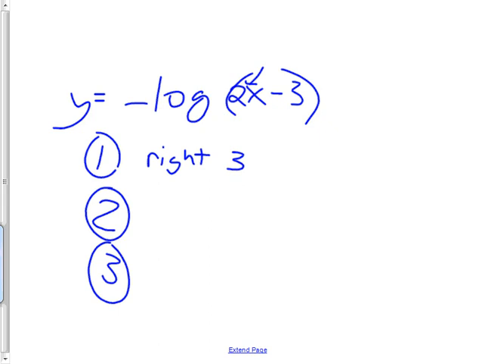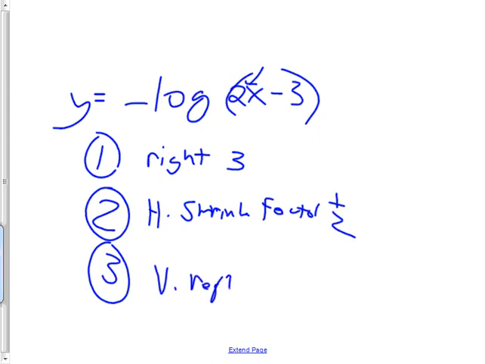Then, this is not a stretch factor 2. It's a horizontal what? Shrink factor 1/2. And the last one is vertical reflect. That would work. Or reflection over the x-axis. Any questions on the order thing? All right.